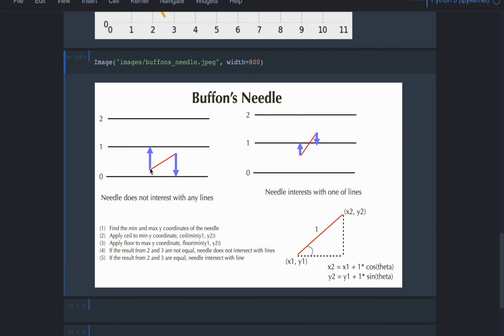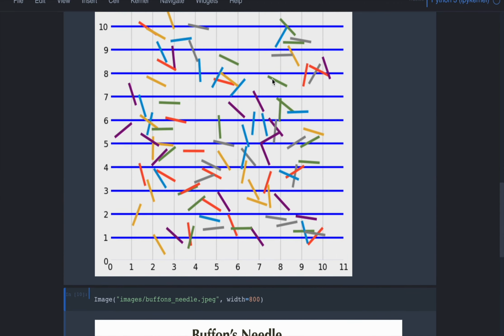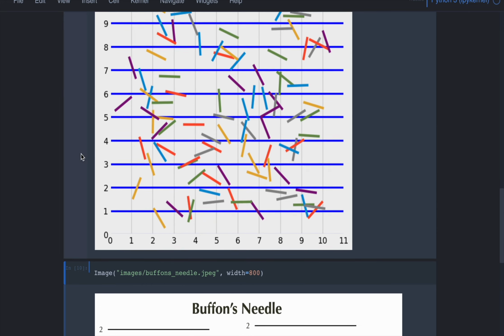For example, this is 1 point, this is 1 point. Here we have y1, here we have y2. Now in this case, y1 is smaller than y2, but it need not be, right? For example, if the needle falls something like this, y1 will be higher than y2. So it doesn't matter which one is higher, which one is lower.